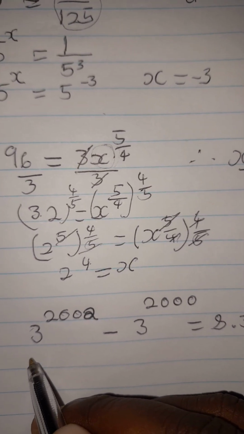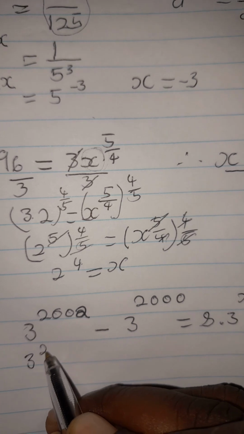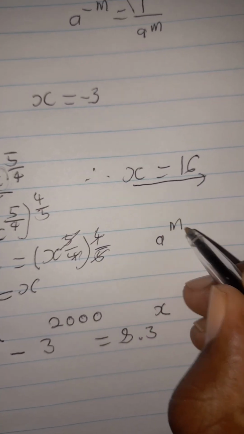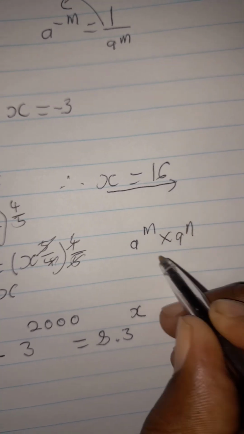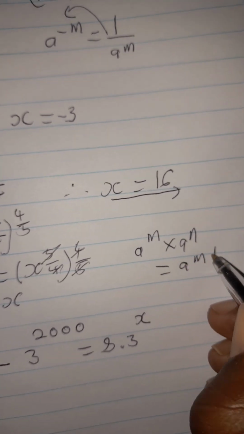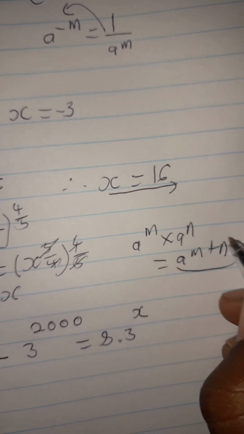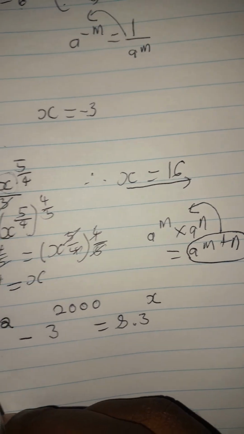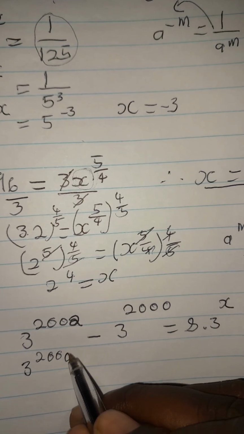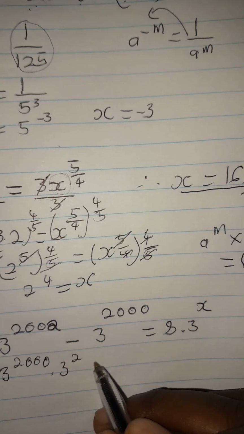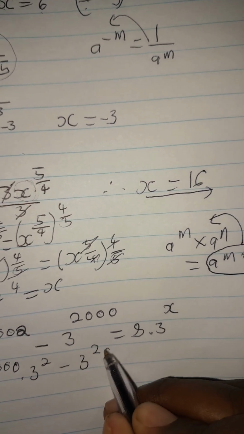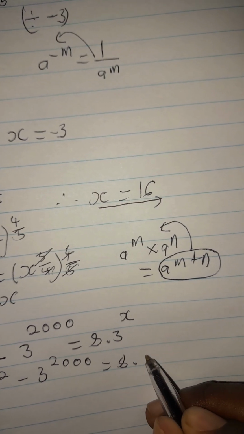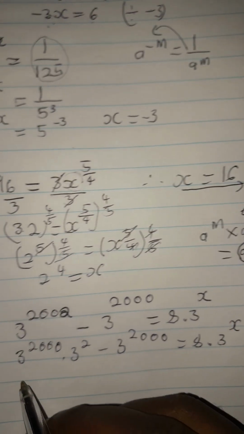So what we could do is use the splitting method. We can split this using the law of exponents that says when the bases are the same, you add the exponents. But we are using it in a reverse manner because we are given something like this, so we have to split it. So this will be 3 to the power of 2000 times 3 to the power of 2, minus 3 to the power of 2000, which is equated to 8 multiplied by 3 to the power of x.